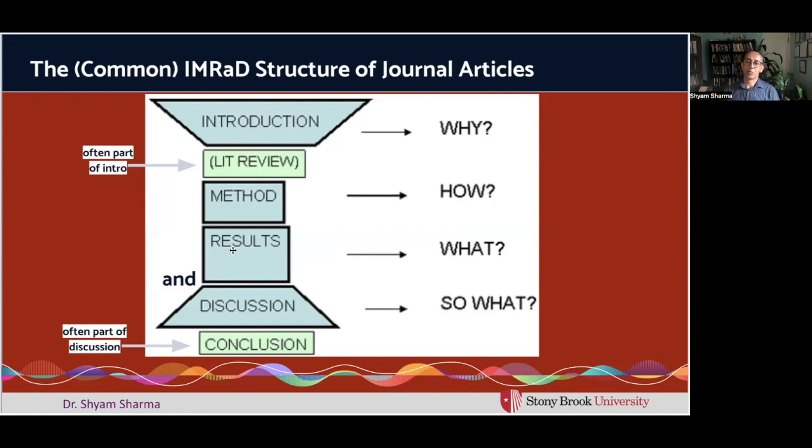I, M, R, and D, but there's literature review after the introduction, and there may be a conclusion that is separated from the discussion. So if the introduction is why you want to study, you set up the context. The lit review is what others have done, what others have said according to Granny. Method is how you studied, result is what you found, and discussion is what does that mean. And conclusion, often part of the discussion, might reinforce the main value of the article, the contribution of the article.